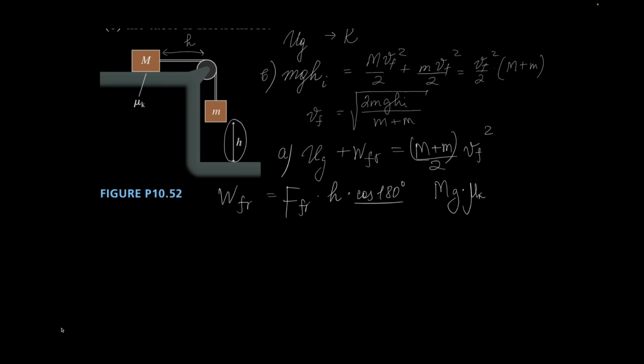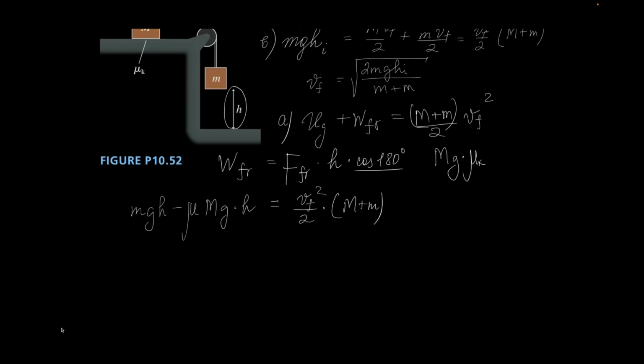So then, again, I start with little m g h plus, which is negative. Then I have to add the work, but I know cosine of 180 is going to give me a minus mu, capital M, g times h, which is displacement, will be equal to v final squared over 2 times the big M plus little m. Then if I rearrange this, v final is going to be a root of, I'm going to put 2gh away, m minus mu kinetic M over M plus m. And that's the answer.